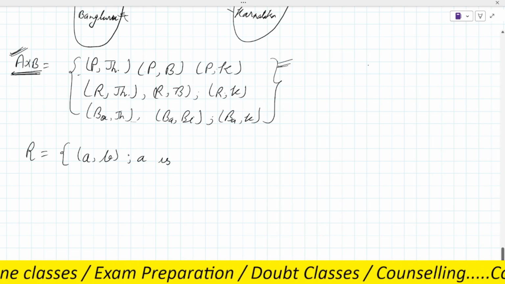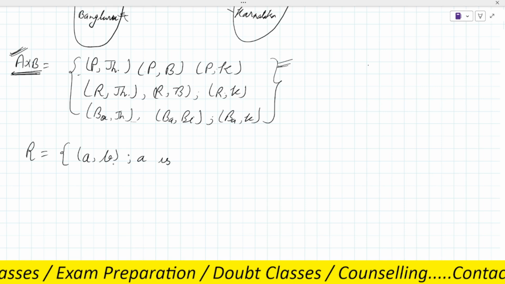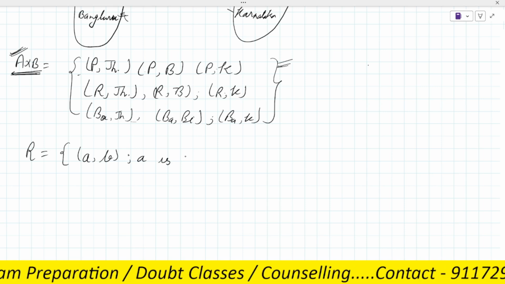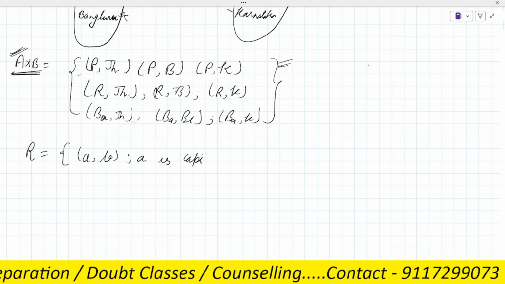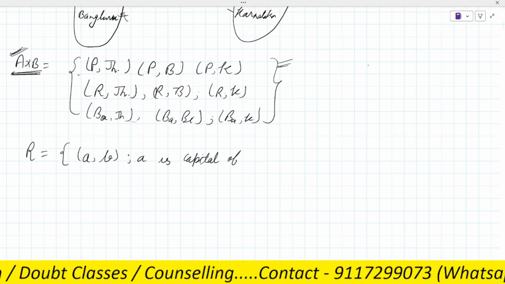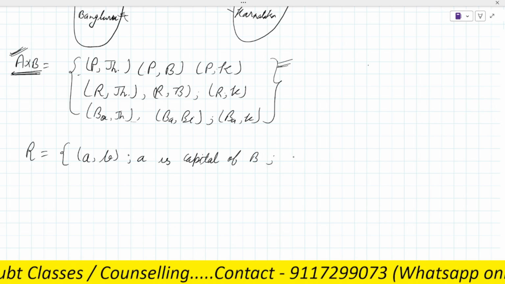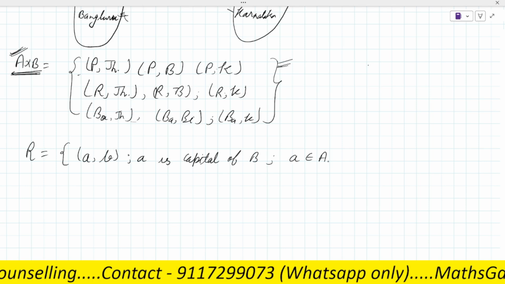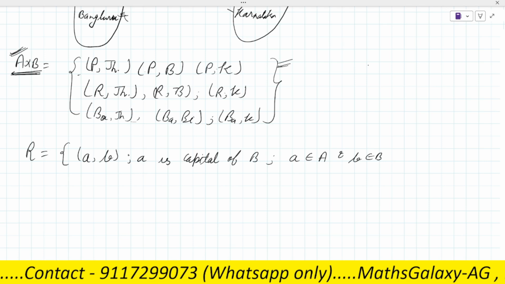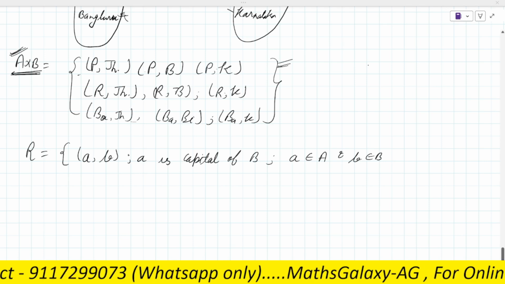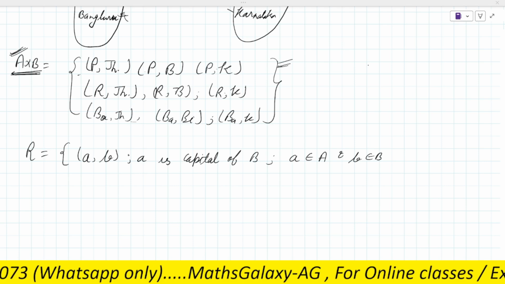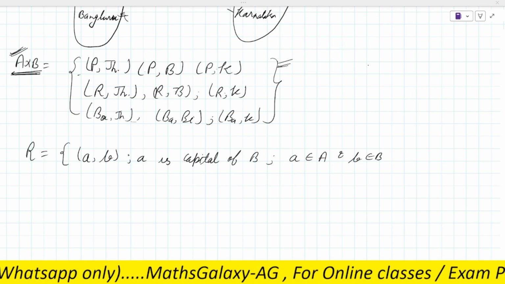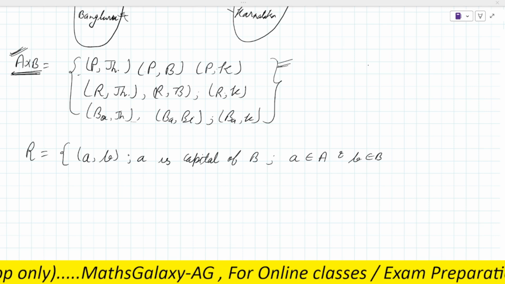So here we will establish a relation A B, as in, A is the capital of B. A belongs to set A and B belongs to set B. Here the element A belongs to set A and the element B belongs to the set B. Is it clear? So this will be the relation.